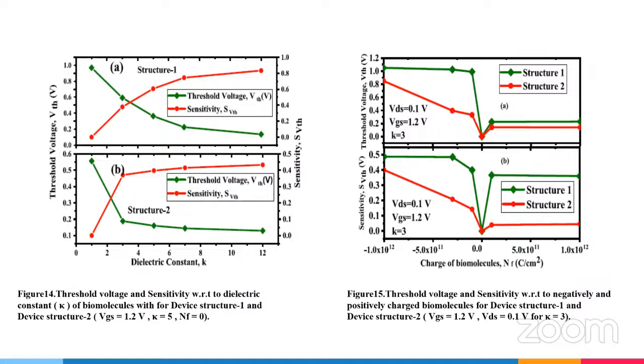And figure 15 is for the sensitivity profile. For the sensitivity, we are using the formula of the threshold voltage when there was air and the threshold voltage when the biomolecules are conjugated. Both the plots are for when the dielectric constant is being measured and when the charge of the biomolecule is being measured, for both the structures.